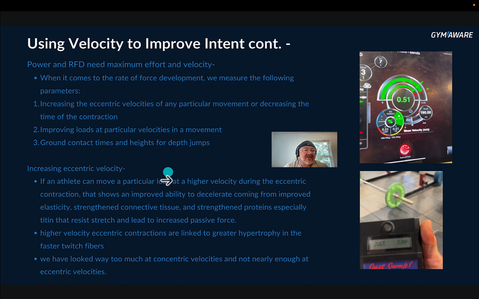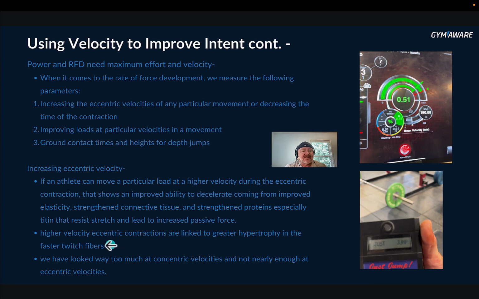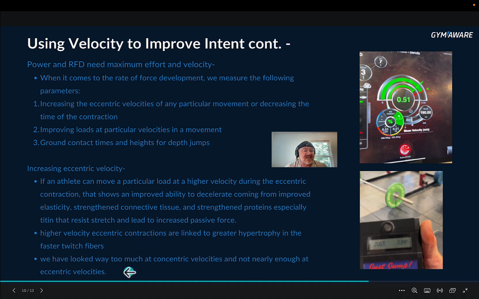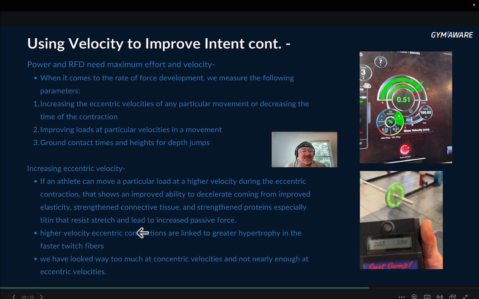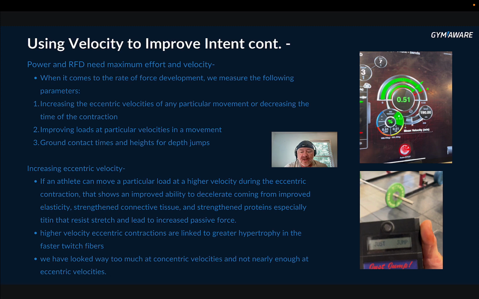Increasing eccentric velocity. If an athlete can move a particular load at a higher velocity during the eccentric contraction, that shows an improved ability to decelerate, coming from improved elasticity, strengthened connective tissues, and strengthened proteins, especially titin, that resist stretch and lead to increased passive force. Higher velocity eccentric contractions are linked to greater hypertrophy of fast twitch fibers. That's directly from a bit of research by my own professor, Dr. Alex Cook. I'll have that research at the end when I give my references. So we have looked way too much at concentric velocities, not nearly enough at eccentric velocities, and that is something I aim to rectify, along with my colleagues at GymAware.